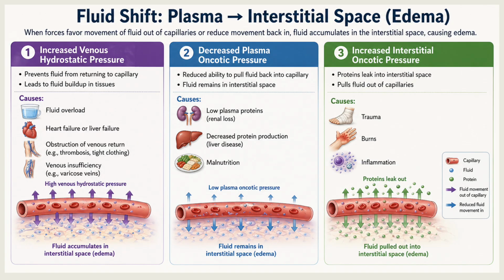Damage to the capillary walls from burns, trauma, or inflammation can allow proteins to leak into the interstitial spaces, and that further draws fluid into the tissues. Because why? Because remember, fluid goes from low concentration to high concentration. So if the plasma proteins are being spilled out into the interstitial spaces, fluid is going to follow it, and it's going to come out of the vascular system into the interstitial spaces.